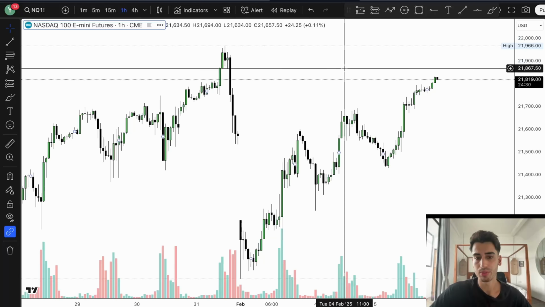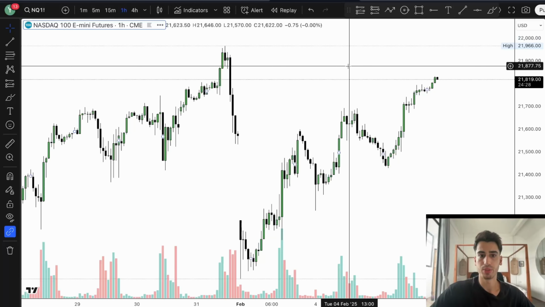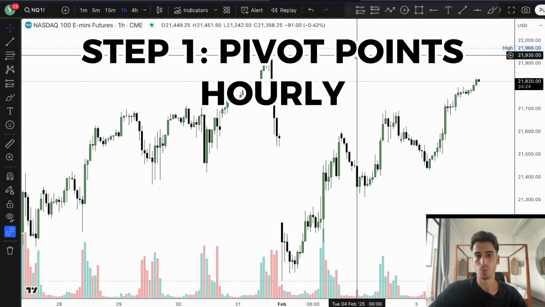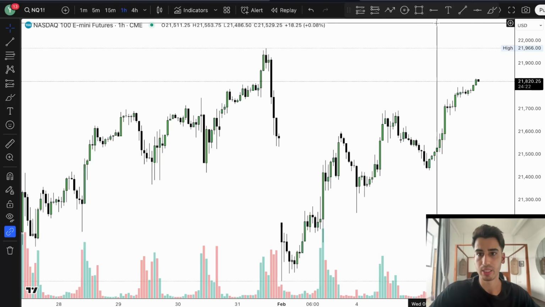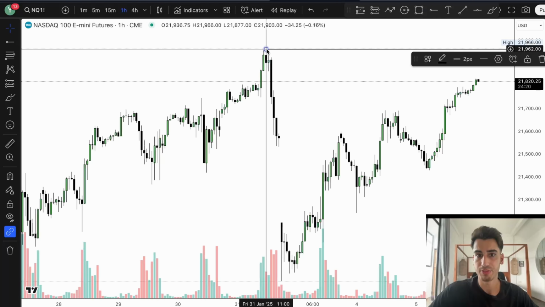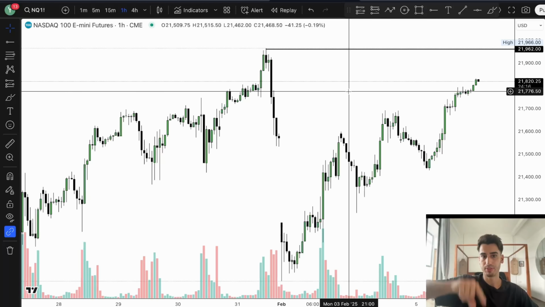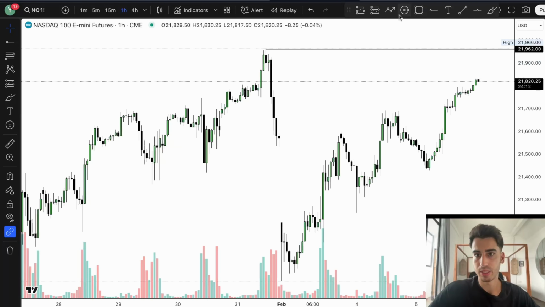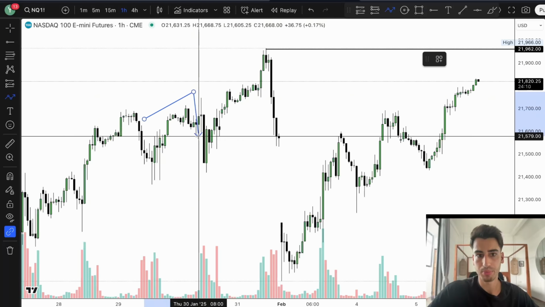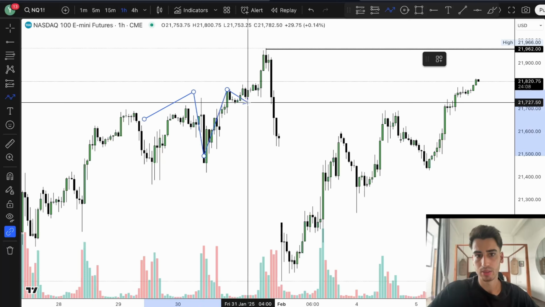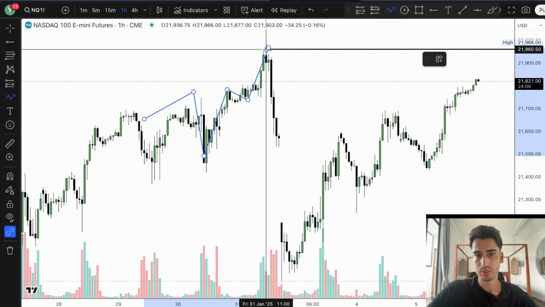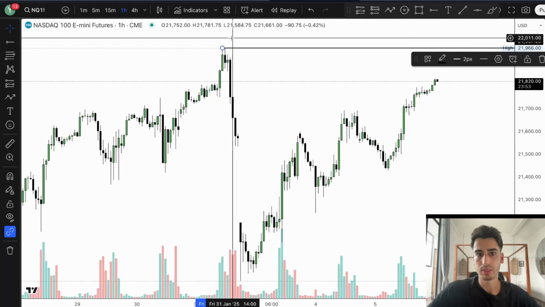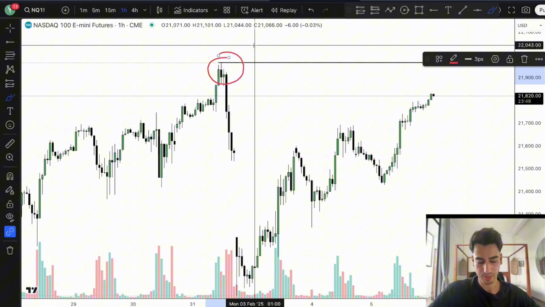Now, step one, we're going to go into the hourly time frame and we're going to mark our pivot points. So what are pivot points? Pivot points are essentially areas where price flips. So say price is going up and it flips down. Price is going down, flip up. In this case here, we can see price is going up. Boom. Pivot point pivots down. So this here is a great example of a pivot point.